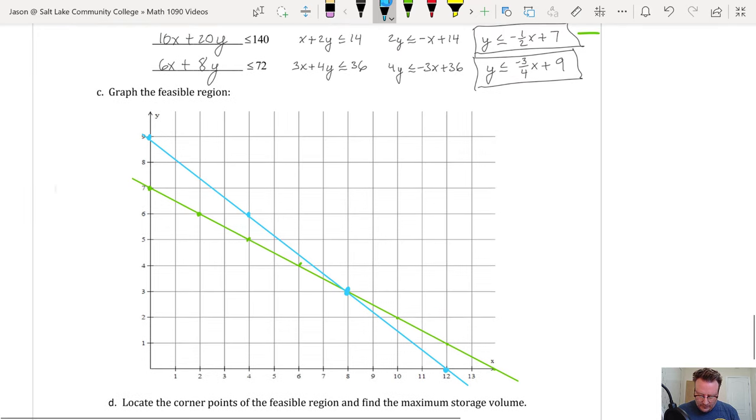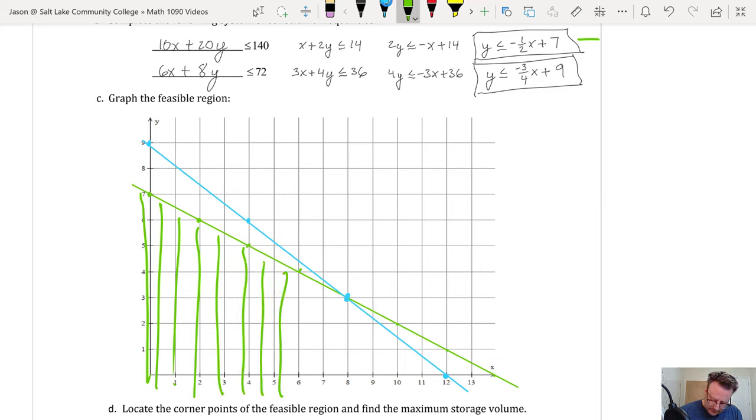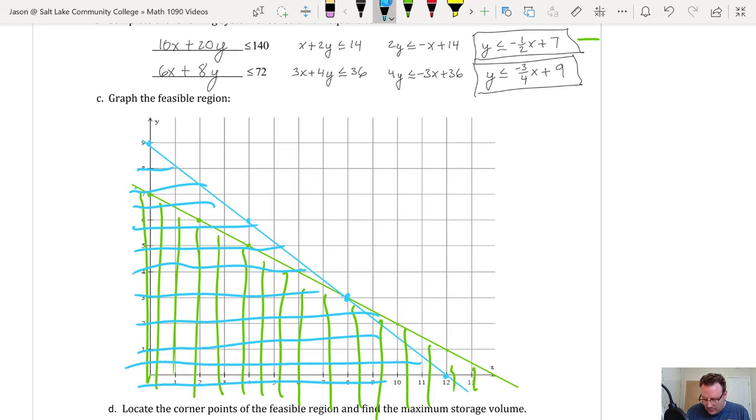And recall both of these inequalities were of the type less than or equal to. So I want to shade everything below. Let's do this with vertical lines with the green one, and we'll use horizontal lines for the blue region to crosshatch. Okay, I guess that's not really necessary, but of course, our feasible region will be this point down to the origin, down to this point at 12, 0, and this point right here. So it'll be roughly this polygon.